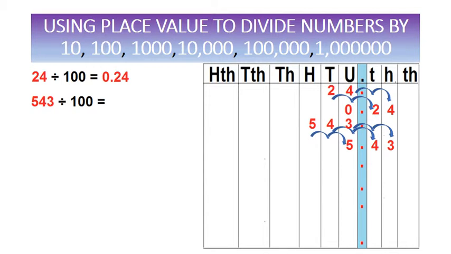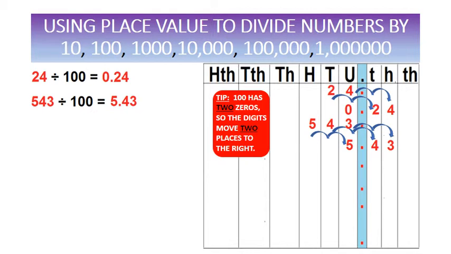Again, we've got the same digits and they've moved 2 places to the right again. So the answer is 5.43. So again, there's a tip here. 100 has got 2 zeros, so that reminds us to move the digits 2 places to the right. 2 zeros means 2 places.